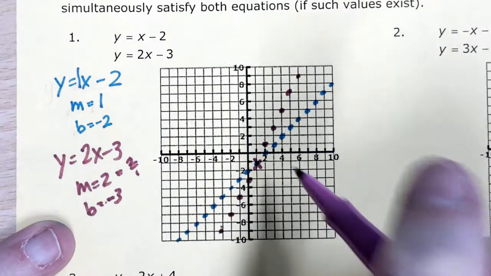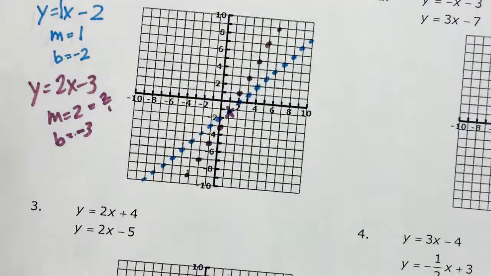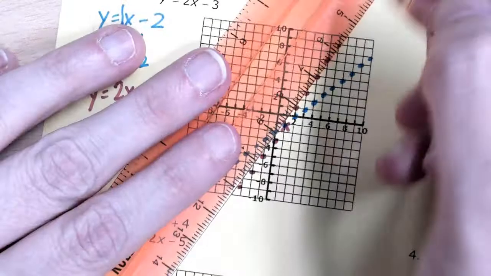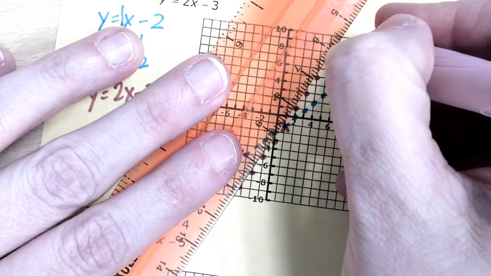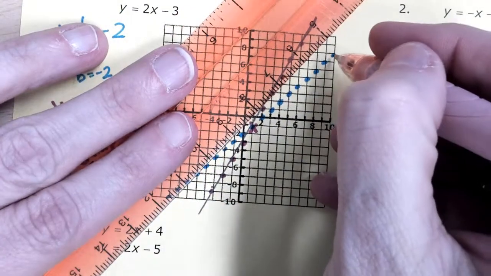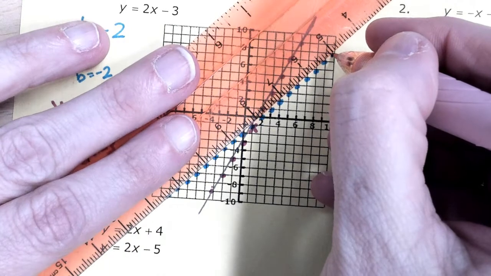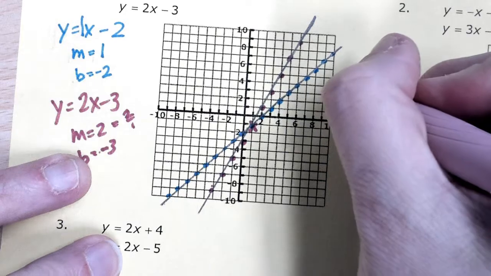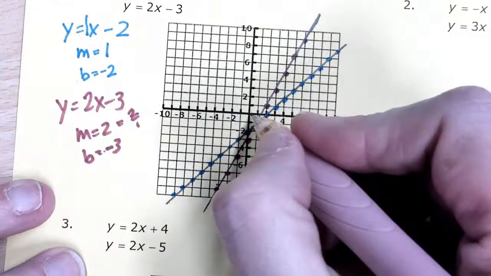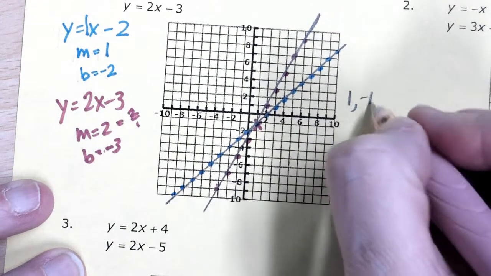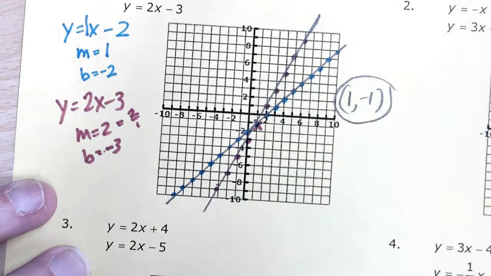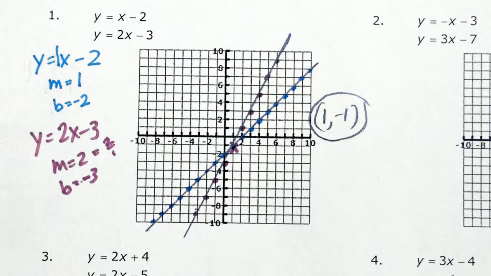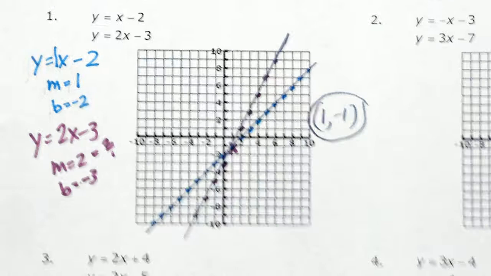Okay, so what I'm seeing is that if I were to connect these points, connect these lines all up, then what I would have is two lines that cross in one place. That means we have one solution, and that one solution is at 1, negative 1. Okay, so there's one solution, and it is at the point 1, 1. I'm sorry, 1, negative 1. Okay? Let's try the next problem.